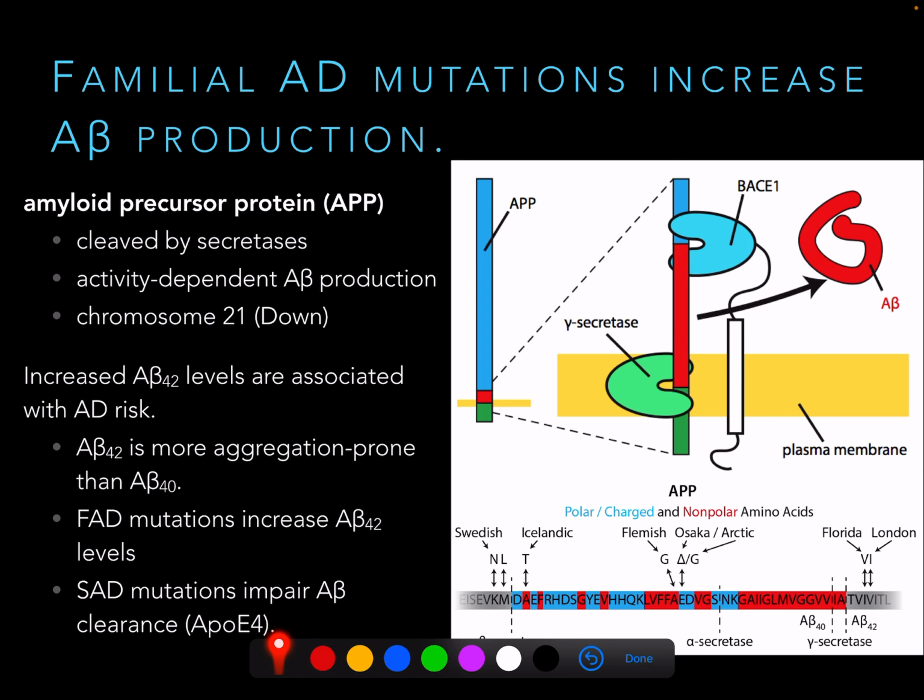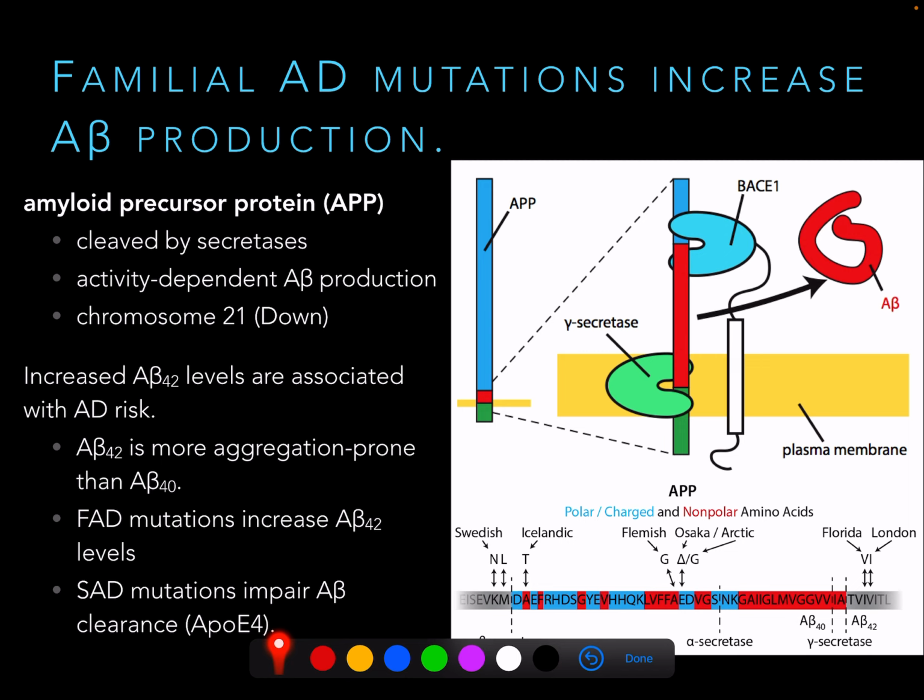Only a small portion of this, if we follow the blow up here, is going to become A beta. That's the red part. So there's a couple of enzymes called the beta secretase, or BACE1, and gamma secretase, which is made of the presenilin proteins. When these cut APP in these two sites, it liberates this red, nasty A beta. And this happens anytime a neuron's active.